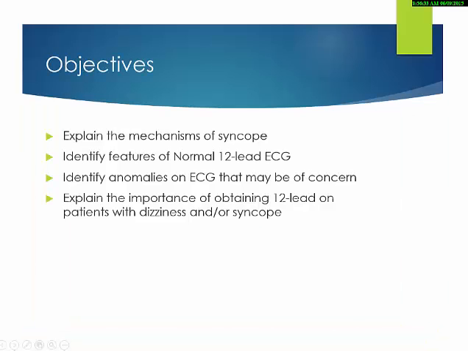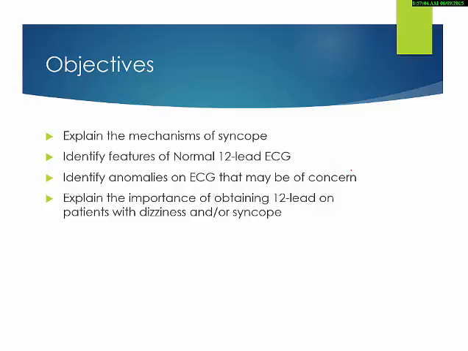The objectives for this presentation: explain the mechanisms of syncope. Syncope is something we get called to pretty frequently, and we're going to go over why people pass out and what the general understanding is of syncope. Identify some features of a normal 12-lead ECG. I do believe that 12-lead ECG is really underused in our field in a lot of cases, and we're going to talk about normal 12 leads, what we should be seeing on those, and how we can identify if there's problems. We're going to identify anomalies on the ECG that may be of concern.